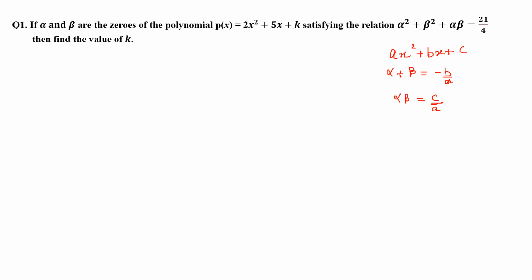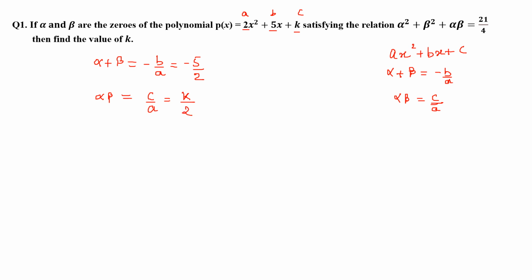So if you compare here, your a value is given as 2, your b is 5 and your c is k. So from here we can write sum of the zeros alpha plus beta, which is minus b by a, will be equal to minus 5 by 2, because your b is 5 and your a is 2. Alpha beta, the product of the zeros, will be c by a. Your c is k and a is 2.